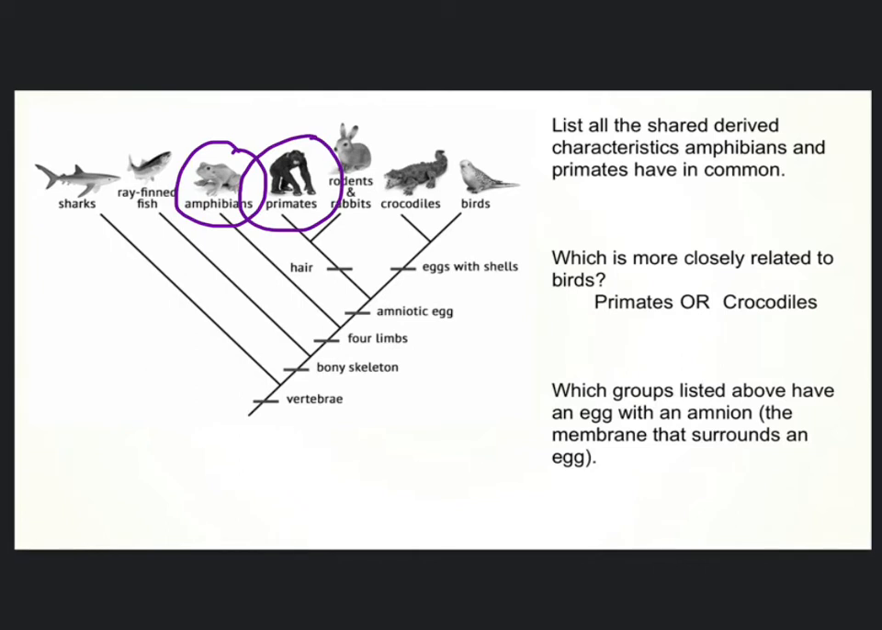So remember that everything that exists below a line where a group splits off, that group has. So primates have, because here's where the primates line splits off the main line, an amniotic egg, 4 limbs, bony skeleton, and vertebrae. Which of those do amphibians have? Well, here's where the amphibians line splits off. Whoops, that was really terrible. The amphibians line splits off right there. Which of those things do amphibians have?